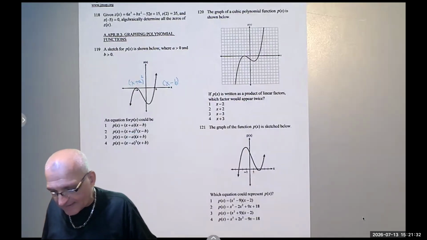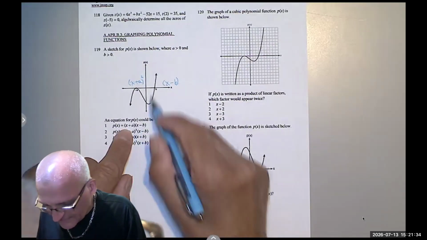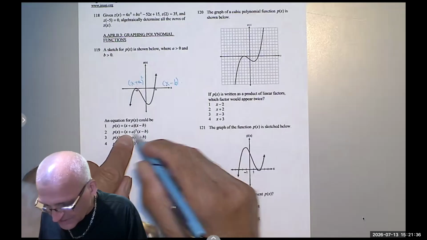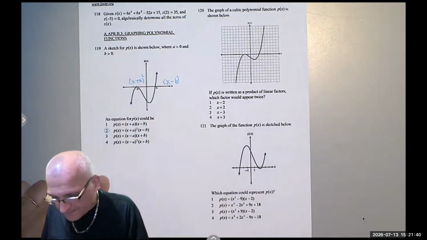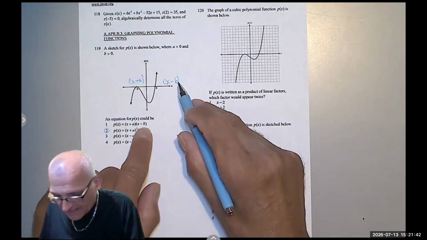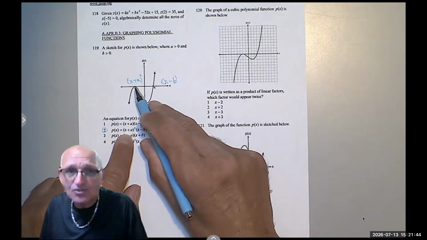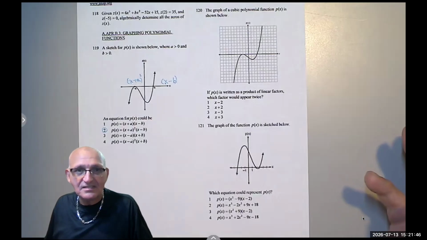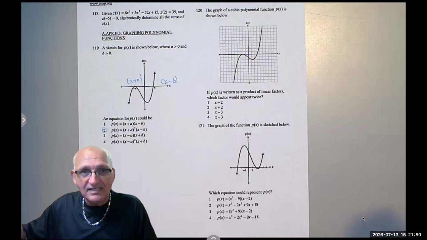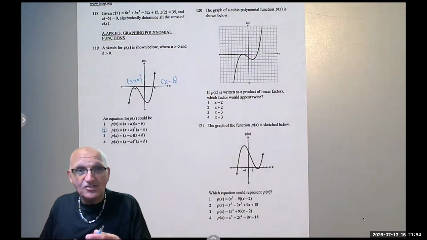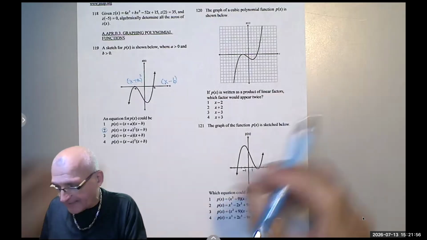Now let's look at that. This one doesn't have a square. This one has a square. That is the one we are looking for. X minus b and x plus a squared. So it's number 2. See how easy it is? 3 things you are looking for. What is the right-hand side? Where does it cross and where does it bounce back?